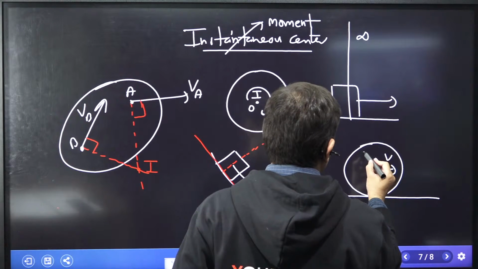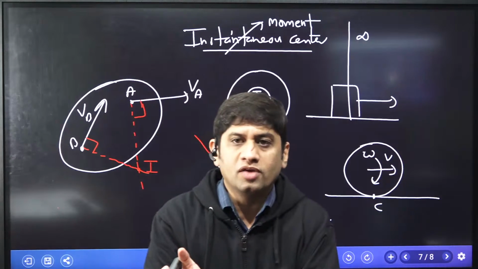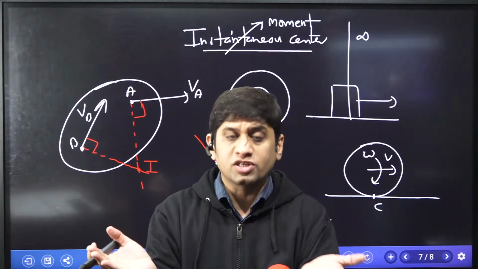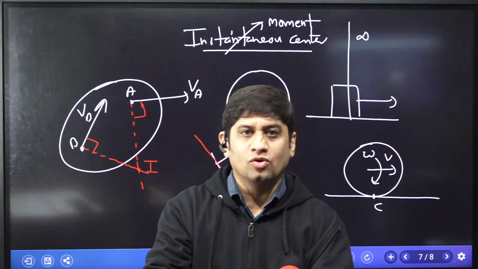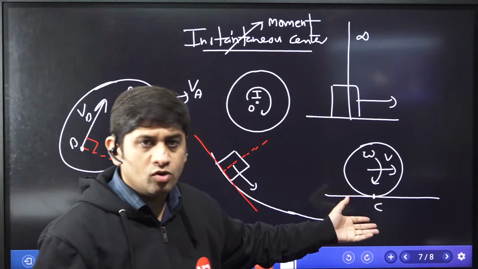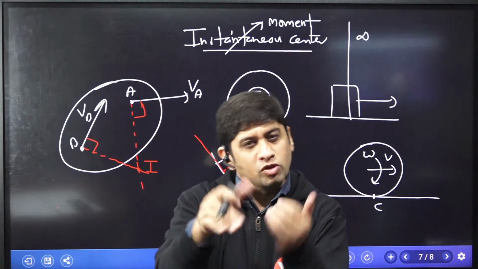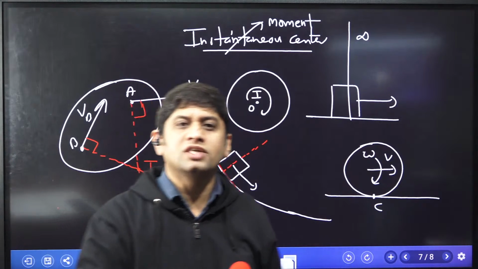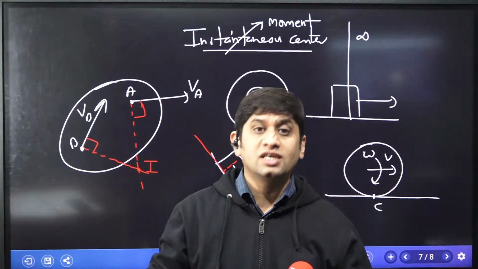And if I ask you, can you tell me a point on a rolling body where velocity is 0? Listen to my question again carefully. Can you tell me a point on a rolling body where velocity is 0? The only point where velocity is 0 is C. Just now I told you, no slip condition. C पर velocity नहीं हो सकती, otherwise slip हो जाएगा. So C is the point where there is no velocity, and the point where there is no velocity is the I center.